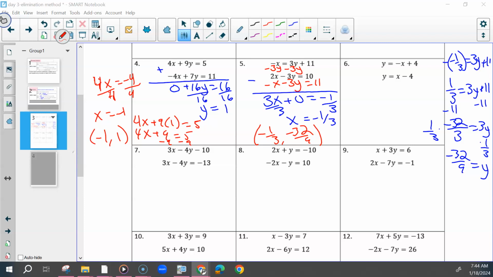Questions about that one? We're not going to do 7. I just want to point out that there should be an equal before the negative 10 in number 7. But let's do number 9.